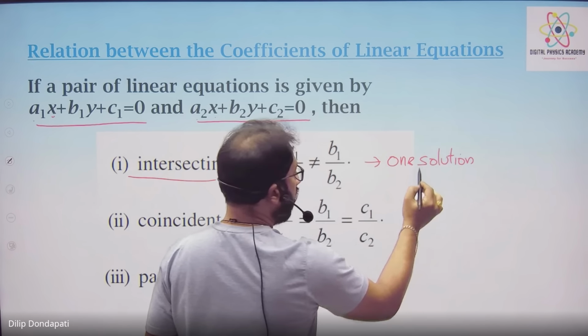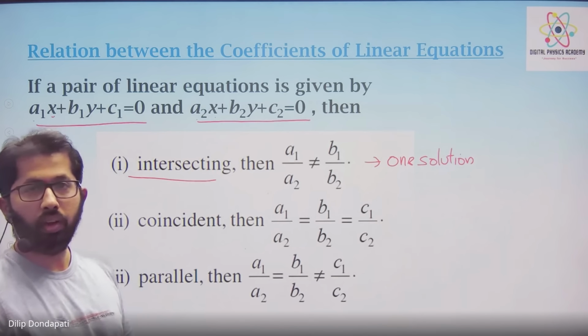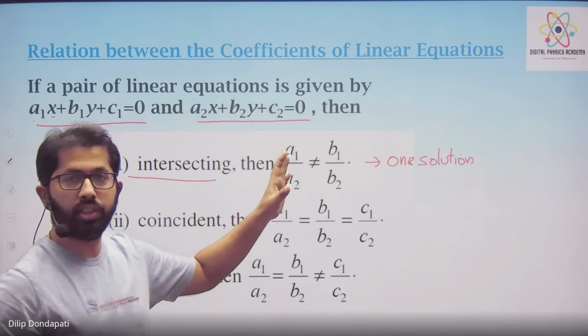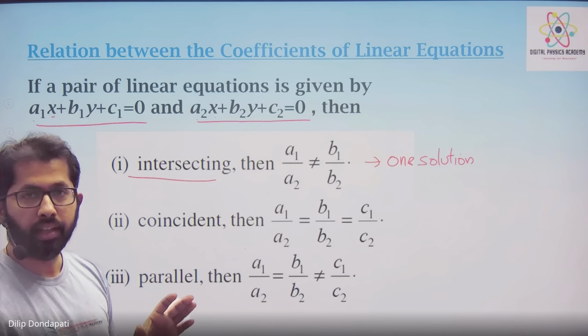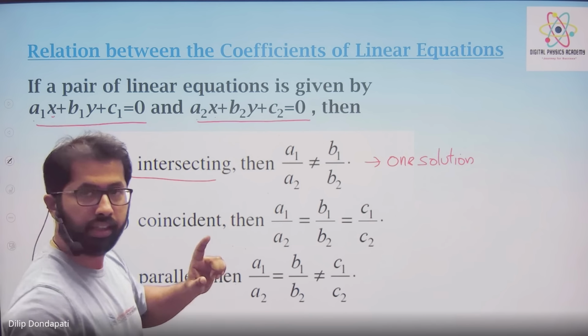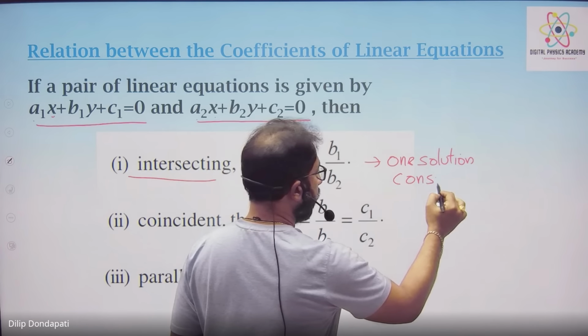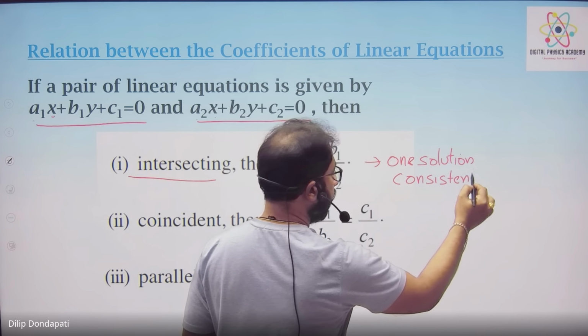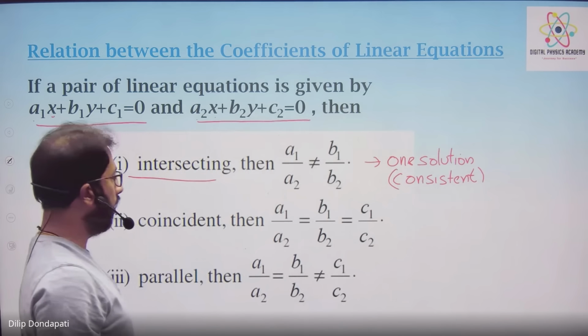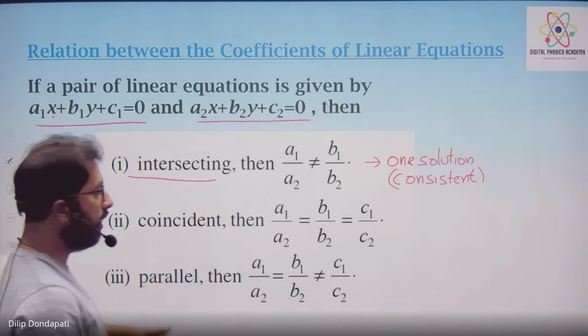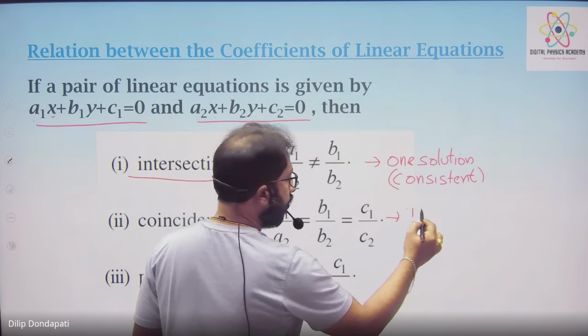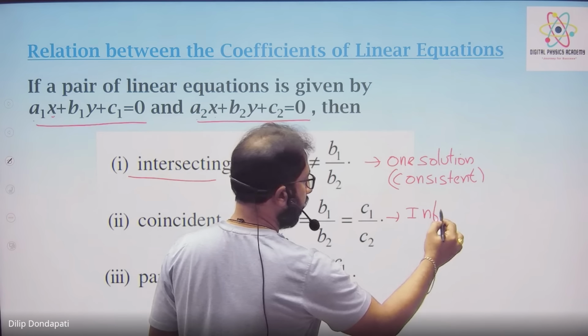And one more name is given: since it has at least one solution, it is called which one? Consistent or inconsistent? Consistent. It is consistent. Very important. Okay. Here, since it is coinciding, it has infinite solutions.